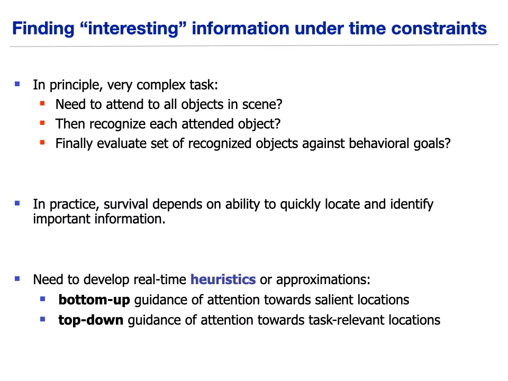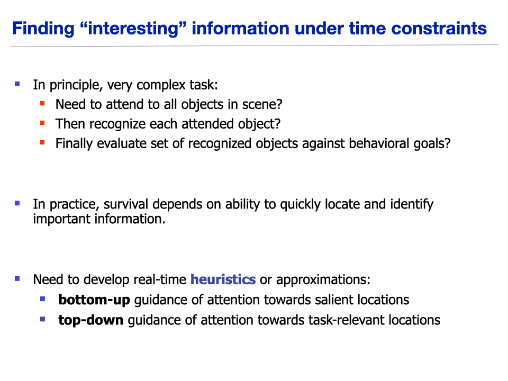So this brings us to the idea of how we can try to understand how people find interesting or important or relevant information under time constraints. If you think about this, in principle, this is a very complex task. Is it that I need to attend to all the objects in the scene, then recognize each attended object in turn, and finally evaluate the set of recognized objects against my goals? In practice, if I was to do that, I would be dead before I find a predator or a mate or some food. So there is evolutionary pressure to develop some simple heuristics or approximations that will guide attention towards that interesting or more important information.